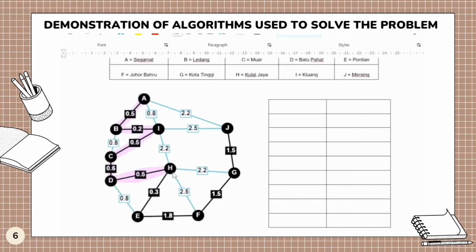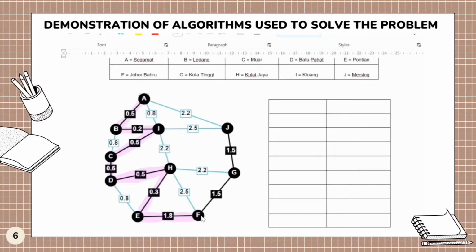From vertex H, Kulai Jaya, we can see clearly that 0.3 is the shortest one, which is connected to E. So we got our next edge. And from E, Pontian, the shortest one is 1.8, which is connected to F. So we got our next edge, which is E to F with weight 1.8.